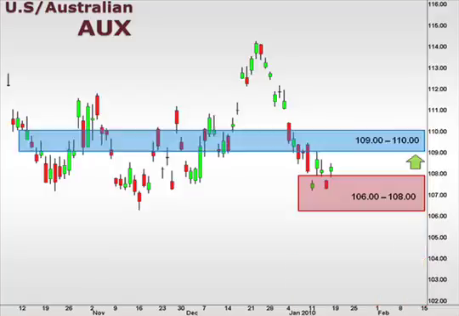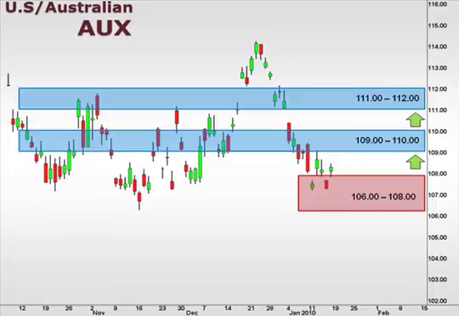If the pair holds here, the 109 to 110 becomes an important resistance level. A break above will have us targeting up into this 111, 112 focal zone.